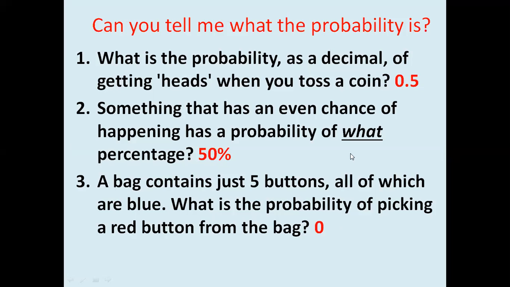Tala? Teacher, when do we write the words like impossible and likely and certain? Girls, listen to each other. I just answered that for Jude. Numbers, when you are asked what's the probability. Words, when you are asked what's the possibility. Thank you.